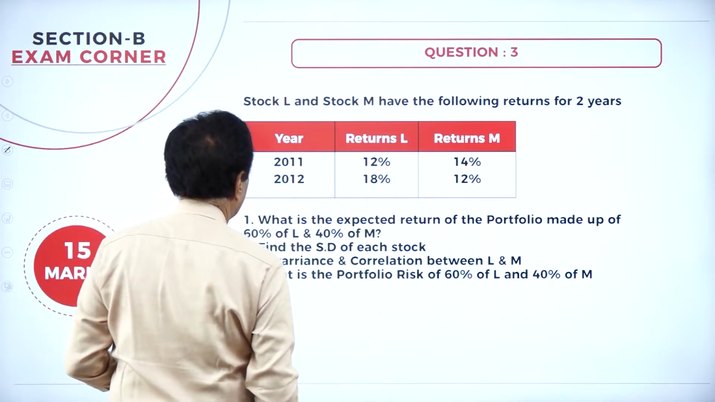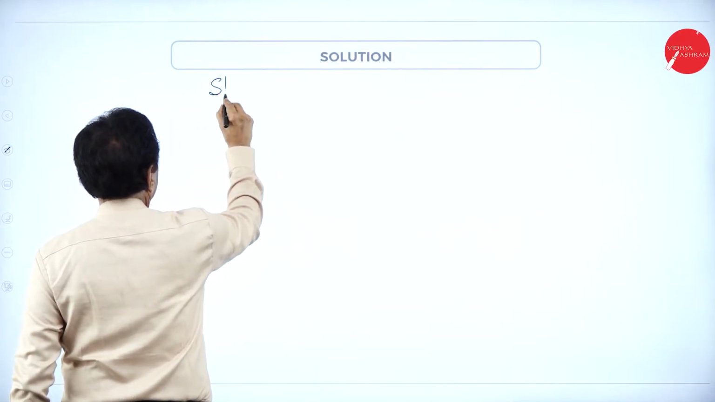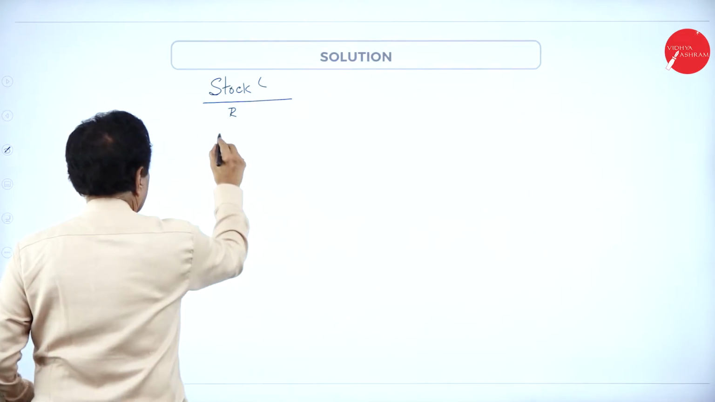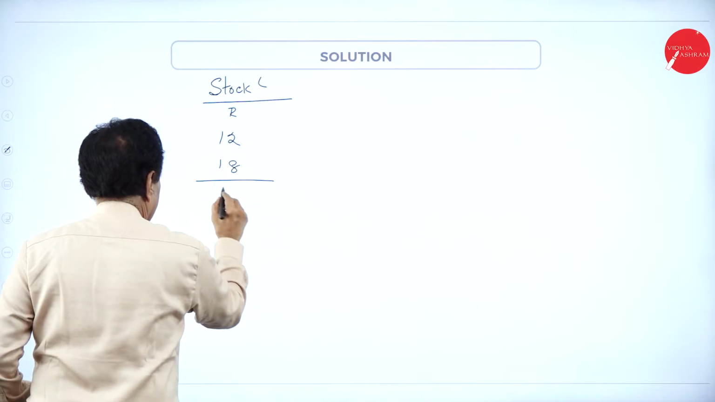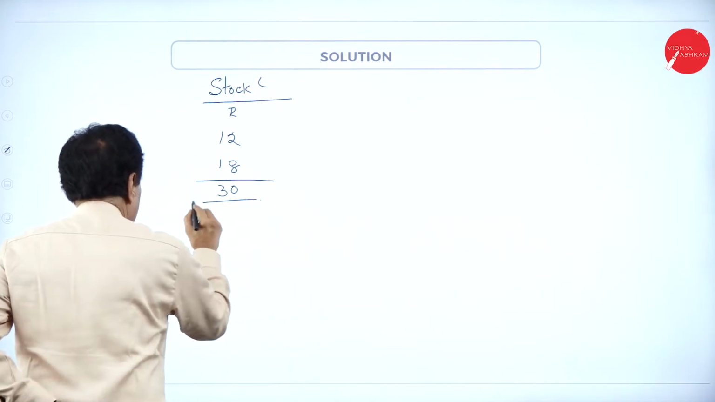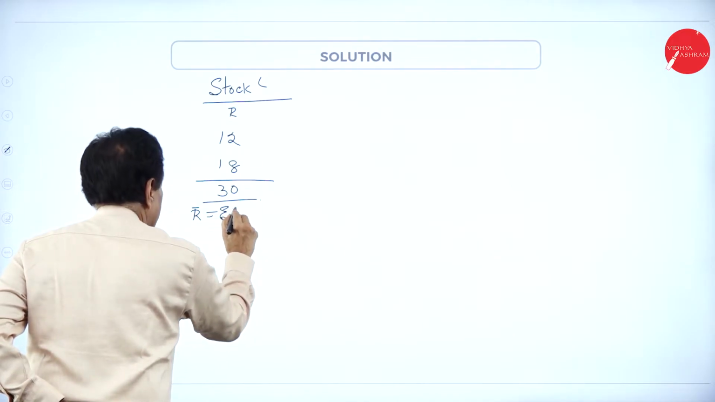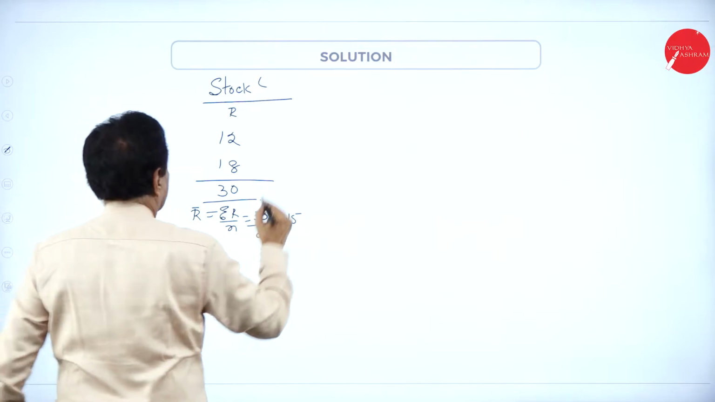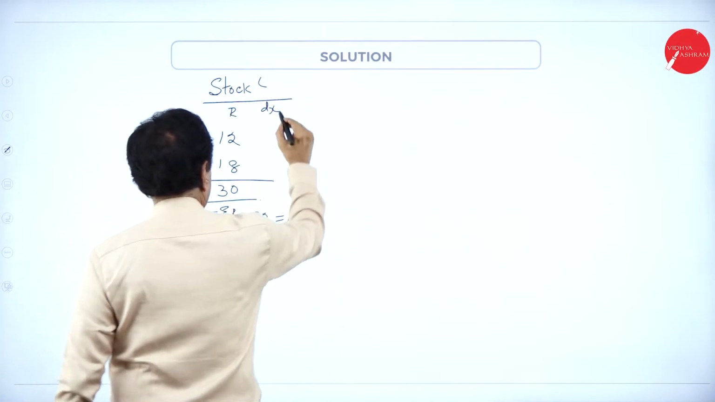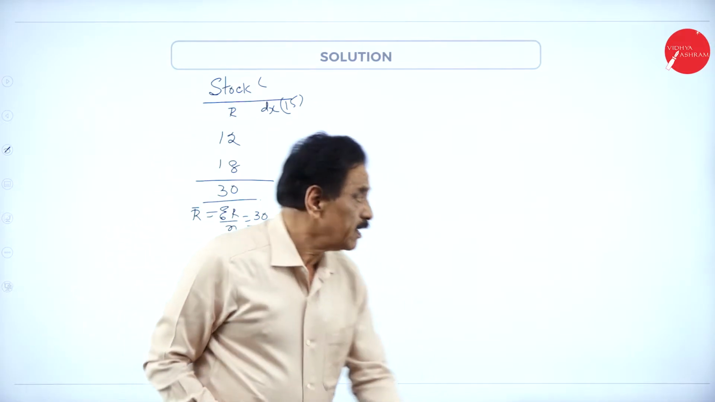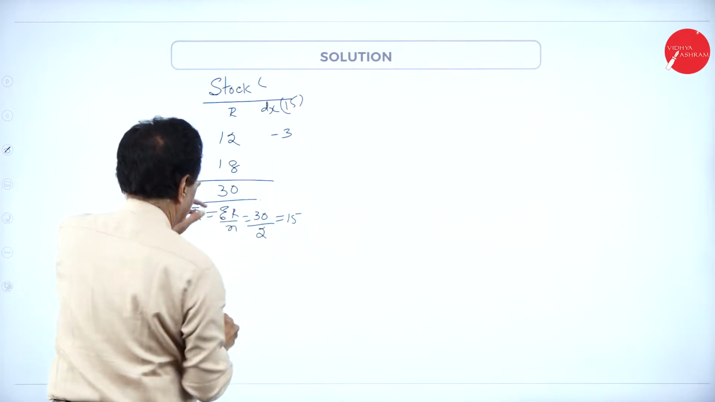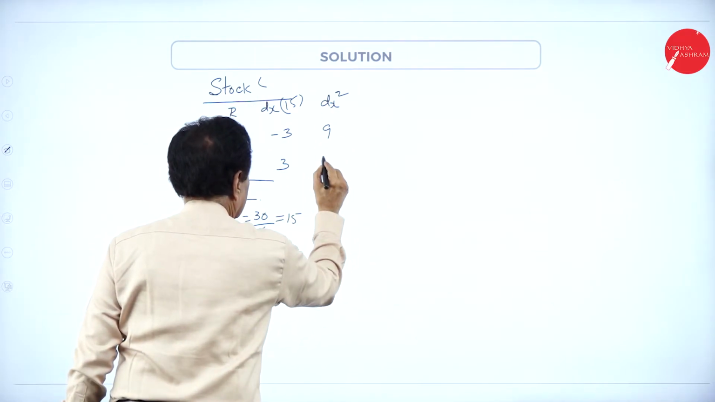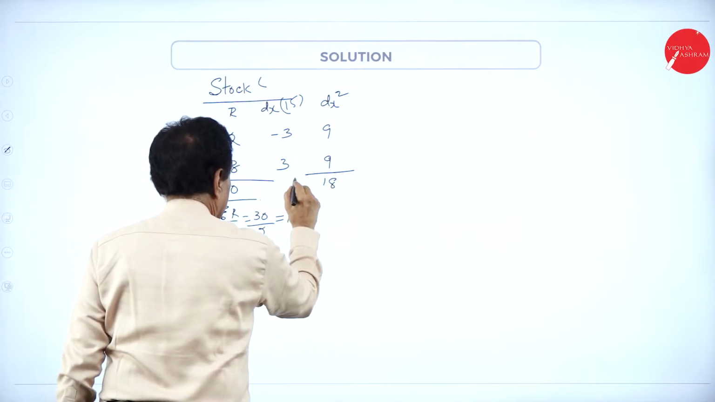We'll go with stock L. Returns: this is 12, 18. This is 30. R mean is sigma R divided by N. 30 divided by 2 is 15. Take the deviation, call this dx. In the bracket, you call that 15. Here, 12 minus 15 is minus 3, 18 minus 15 is plus 3. dx square: this is 9, this is 9. Totally becomes 18. This is sigma dx square.